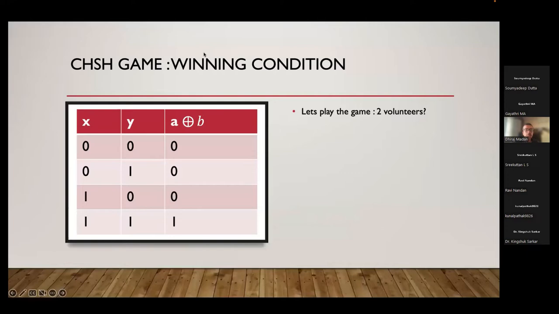So I was thinking maybe we can have a demonstration. So if two players could volunteer, but before that, I wanted to just check that it's fine until now, the description of the game.